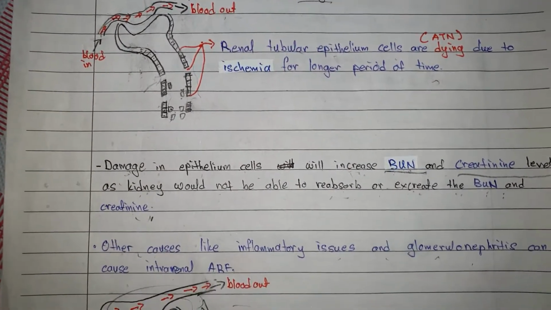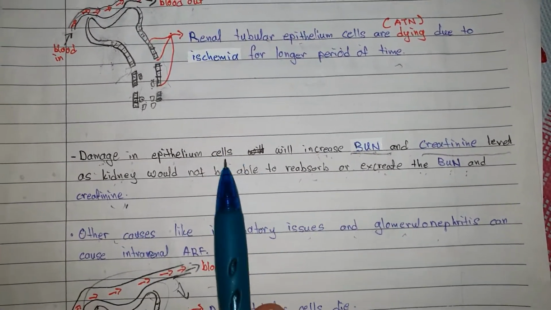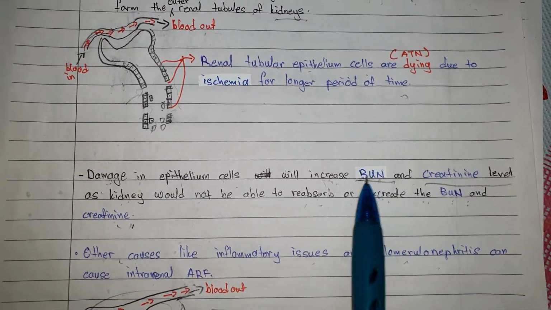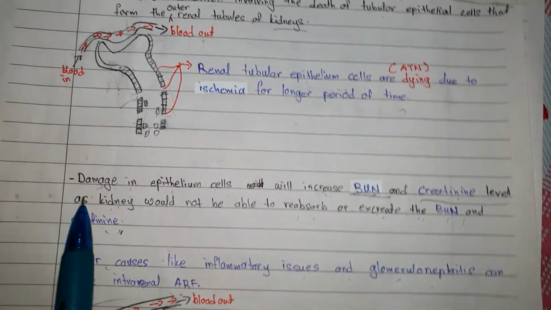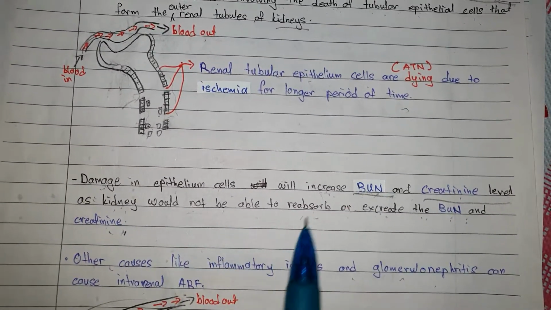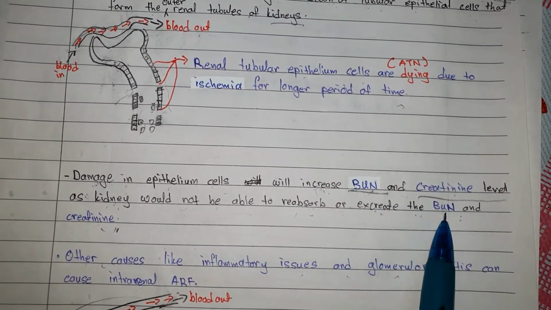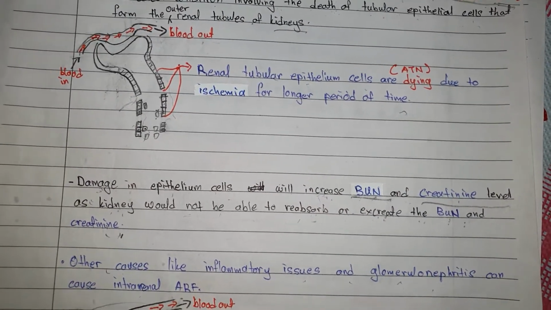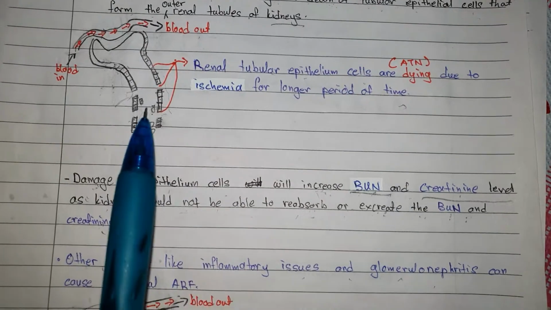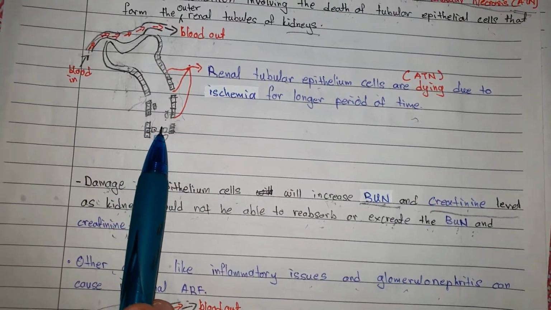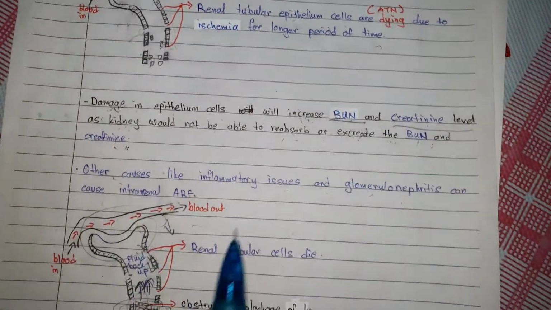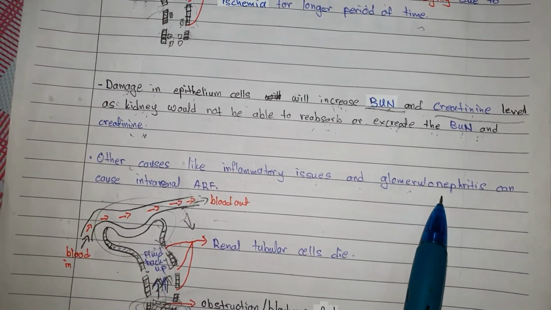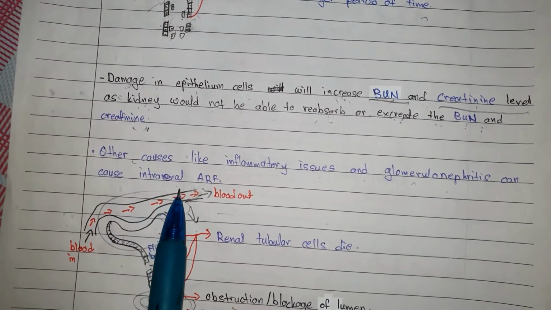Whenever there is damage to the epithelium cells over here, that will increase the blood urea nitrogen and creatinine level, as the kidney wouldn't be able to reabsorb the blood urea nitrogen or excrete the excessive creatinine. There are also other causes of the dying of renal tubular epithelium cells, which are inflammatory issues and glomerulonephritis, which can cause intra-renal ARF.